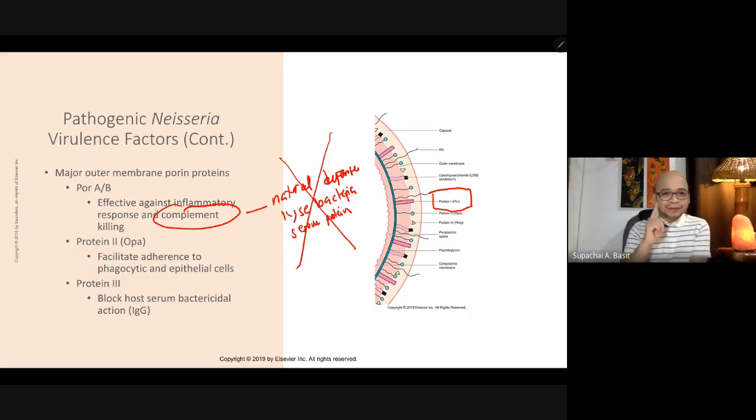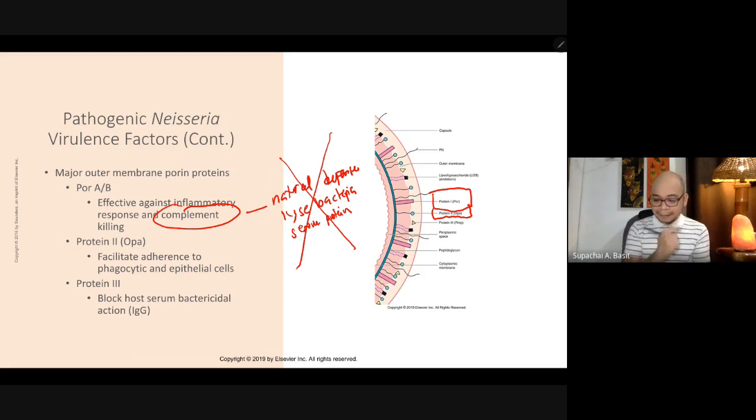Protein 2. So this is now your protein 2. Protein 2 is also known as the OPA protein. So it facilitates adherence to phagocytic and epithelial cells.